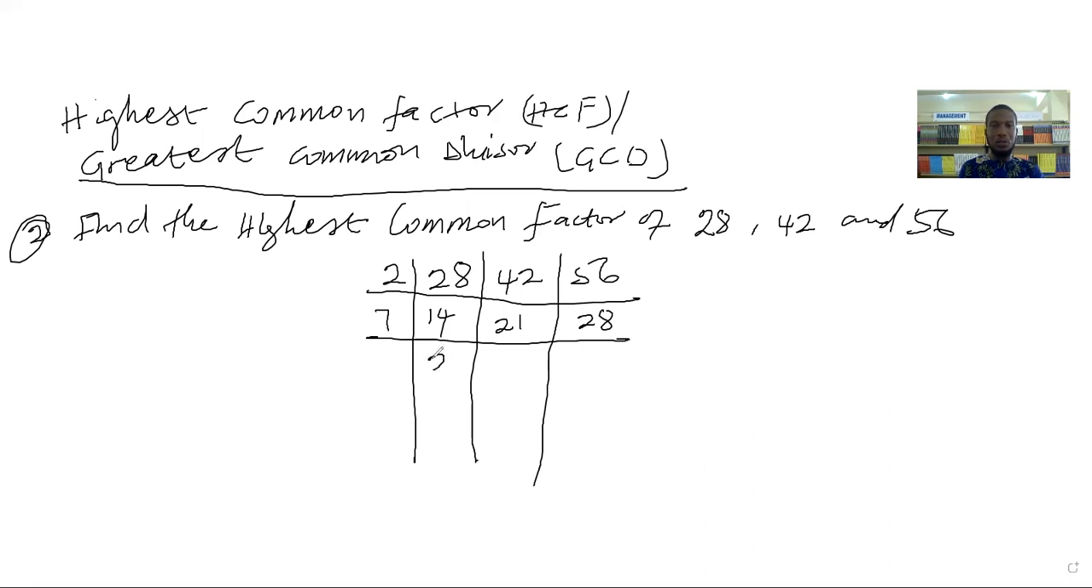7 will go here 2 times, 7 will go here 3 times, and 7 will go here 4 times. And then I think that's all. So therefore, our H.C.F is these 2. So 2 times 7, which will give us 14. So the highest common factor of 28, 42, and 56 is 14.